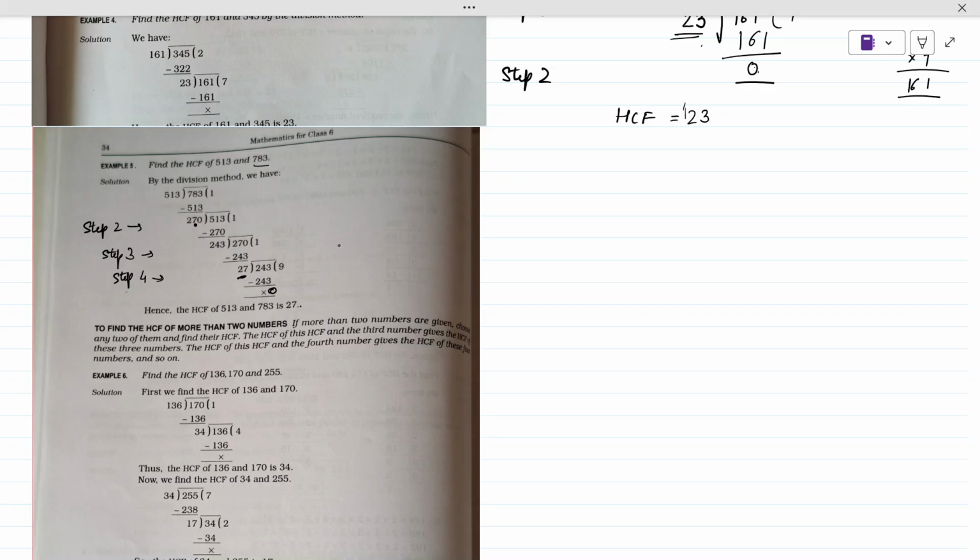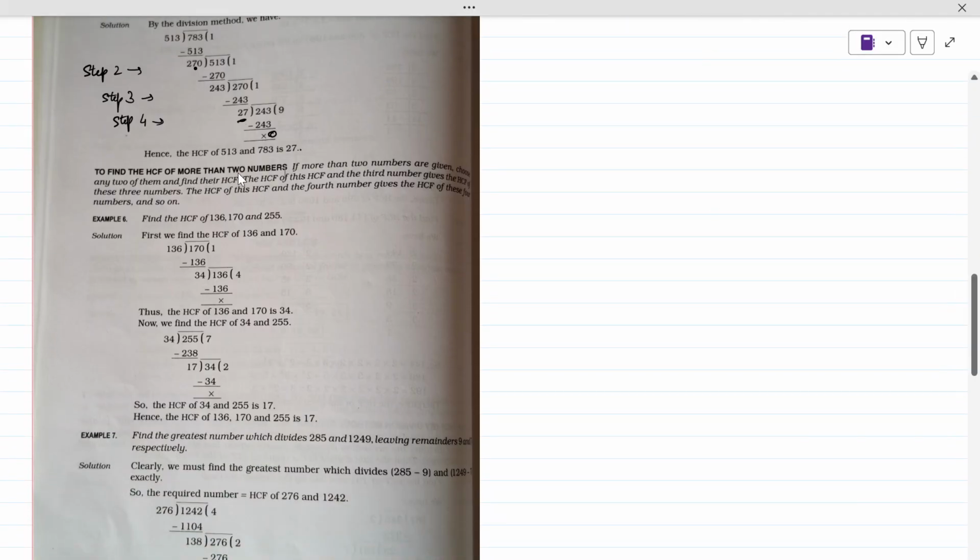Okay. Now, we may have a scenario where we have to find out the HCF of more than 2 numbers using the old division method. We have found out the HCF of more than 2 numbers using the prime factorization. Now what we have to do is the same thing with the division method. So example here is 136, 170 and 255. So what we can do here, kids, we can take any 2 numbers first.